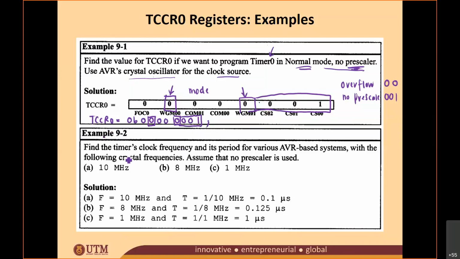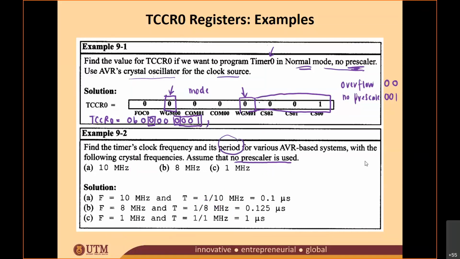Okay, another example. Find the timer clock frequency and its period for various AVR based systems with the following crystal frequency. Assume that no prescaler is used. So now you're going to find out what your period is, based on this crystal frequency.